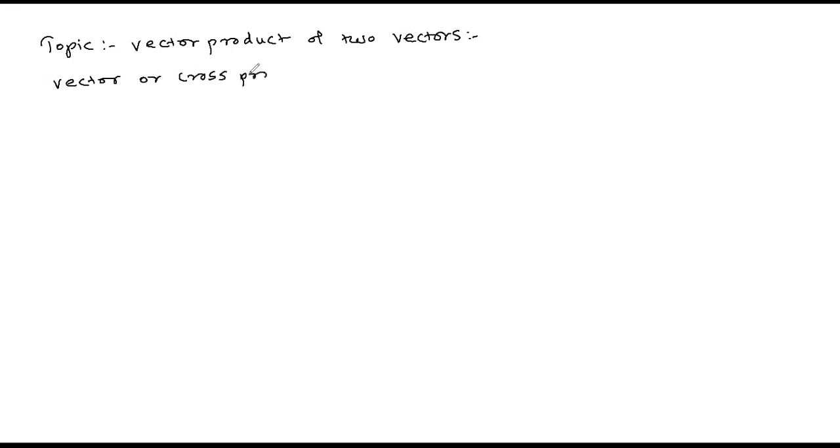Good morning, students. Now, after the scalar product or dot product of two vectors, we'll proceed to the vector product of two vectors. Vector or cross product. What is the vector or cross product?